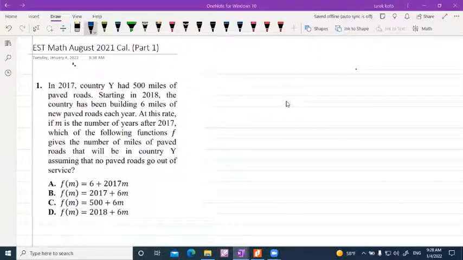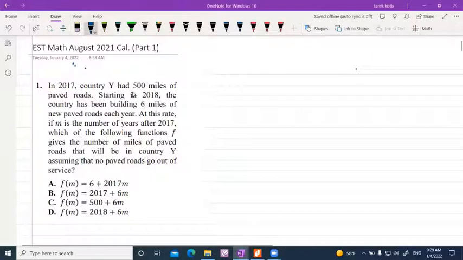This is EST Math August 2021 calculator section part 1. Number 1, in 2017 country Y had 500 miles of paved roads. Starting in 2018, the country has been building 6 miles of new paved roads each year. At this rate, if m is the number of years after 2017, which of the following functions gives the number of miles of paved roads that will be in country Y, assuming that no paved roads go out of service?